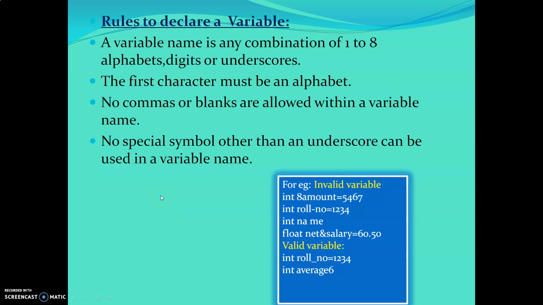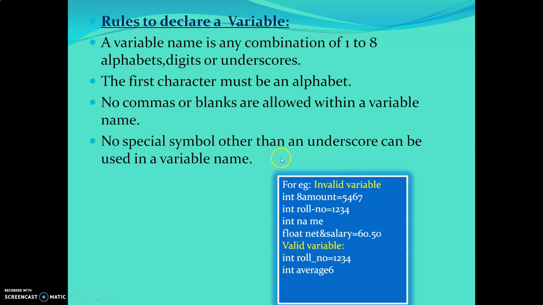Already we discussed variables. What is a variable? A variable is used to store values. Some rules you have to follow to declare a variable. What are all the rules? A variable name is any combination of 1 to 8 alphabets, digits or underscores. The first character must be an alphabet. No commas or blanks are allowed within a variable name. No special symbol other than an underscore can be used in a variable name.